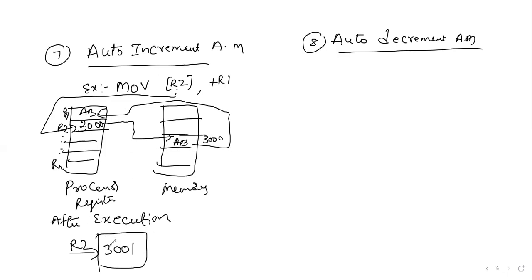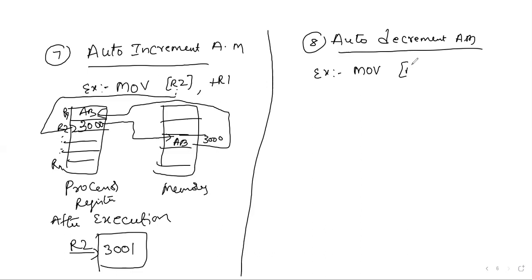After execution, the content of R2 is incremented to 3001, because the plus indicates the auto increment mode. Whenever you give an instruction like move (R2)+ comma R1, it indicates the auto increment addressing mode. After execution of this instruction, the value in R2 is incremented automatically by 1. That type is called auto increment addressing mode.